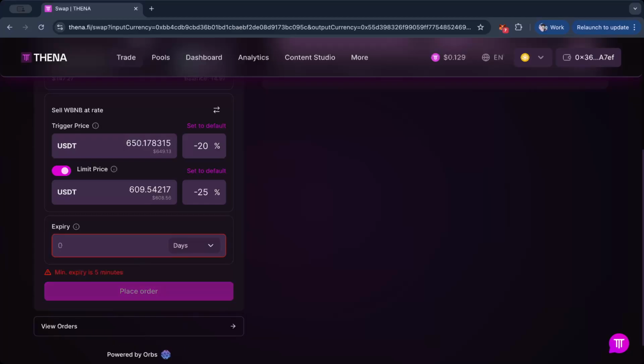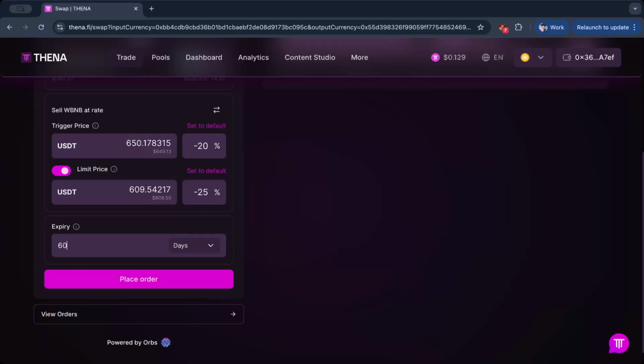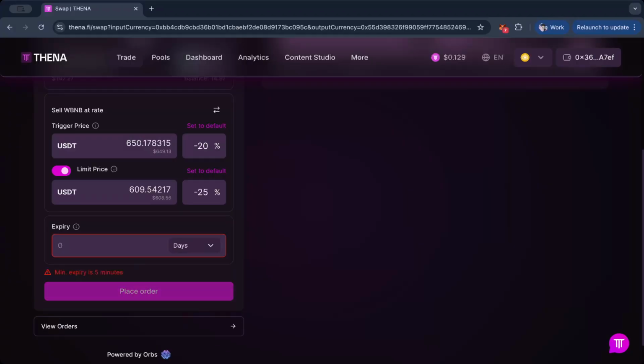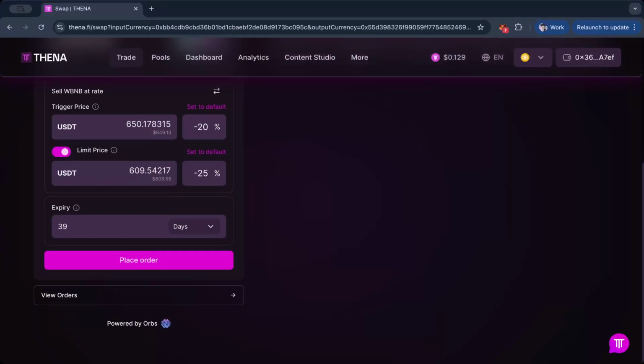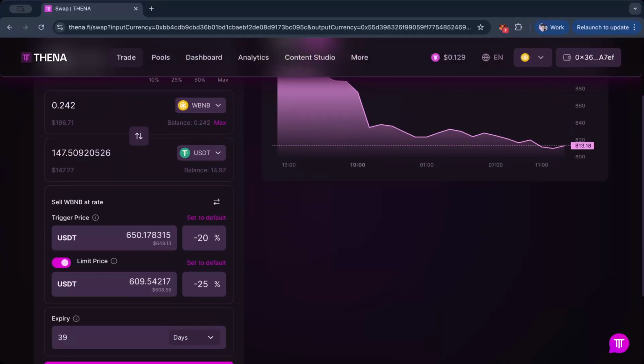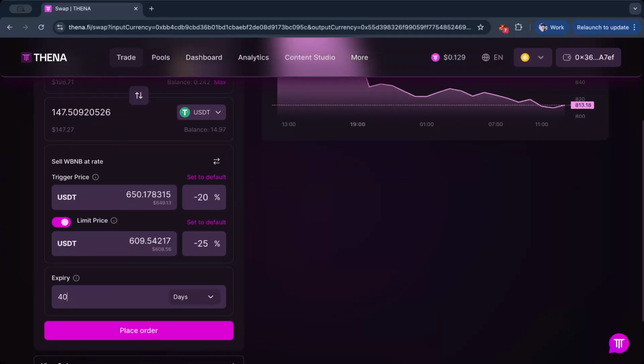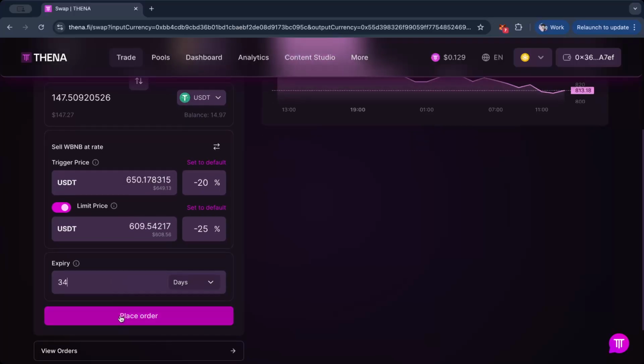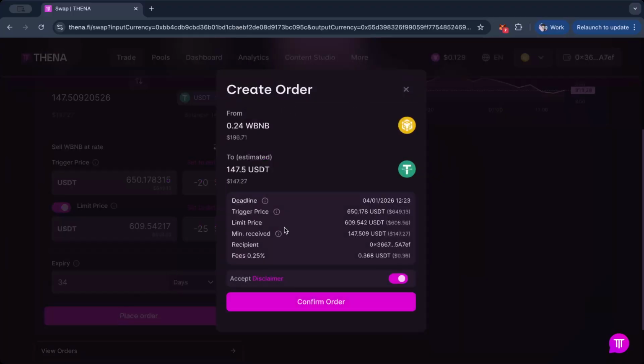Thankfully, I don't think it's going to happen in one day. So I'll go ahead and put this at 60 days, which is actually the max that you can do. So I'll do 40 just to be a little bit conservative. You can set the expiry between 1 and 60 days, and it's pretty self-explanatory. I think it's how long your order type will stay open for. So we'll go ahead and click place order.